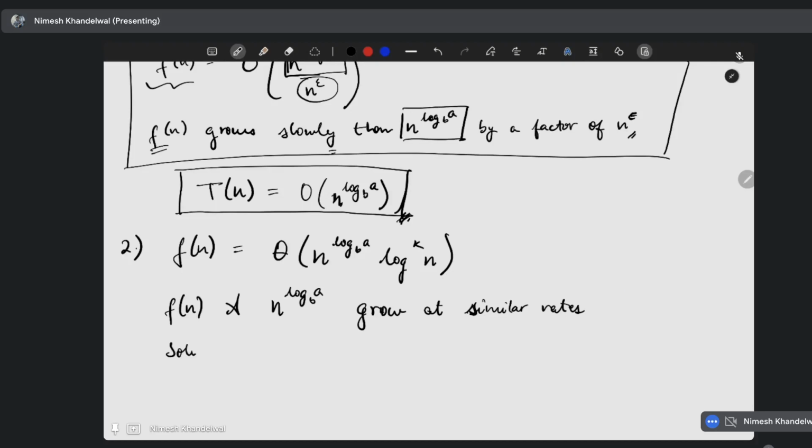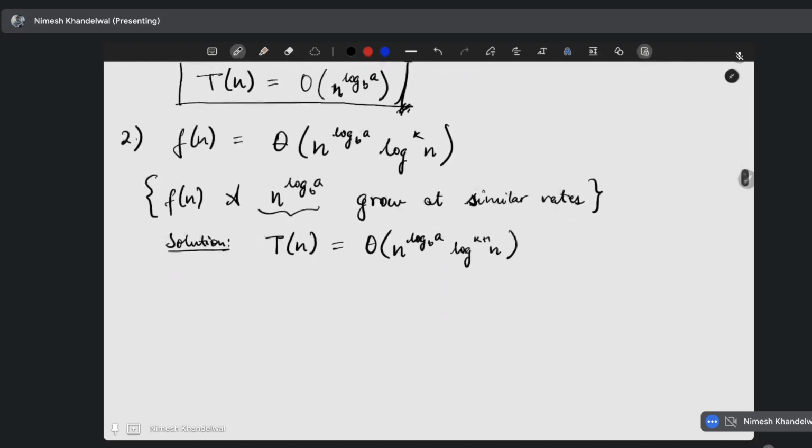So the solution in this case is, when f of n and the function we are comparing it against, n to the power log a base b, are similar, then the runtime complexity is n to the power log a base b times log to the power k plus 1 of n, right?